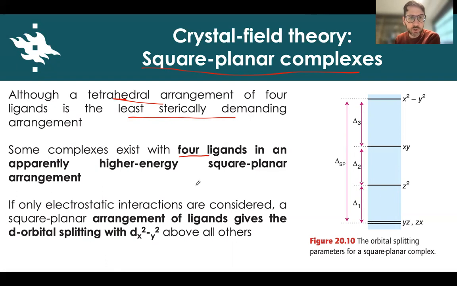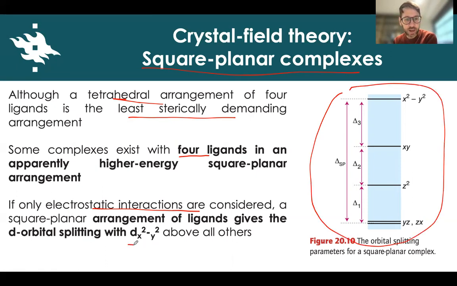And if we consider only the electrostatic interactions, we can see that the square planar arrangement of ligands will give a ligand field orbital splitting, which is shown here in this figure, in which the dx²-y² orbital will be above all the others. And this is because if we consider a square planar geometry, we have this kind of complex in which here are the ligands or point charges.